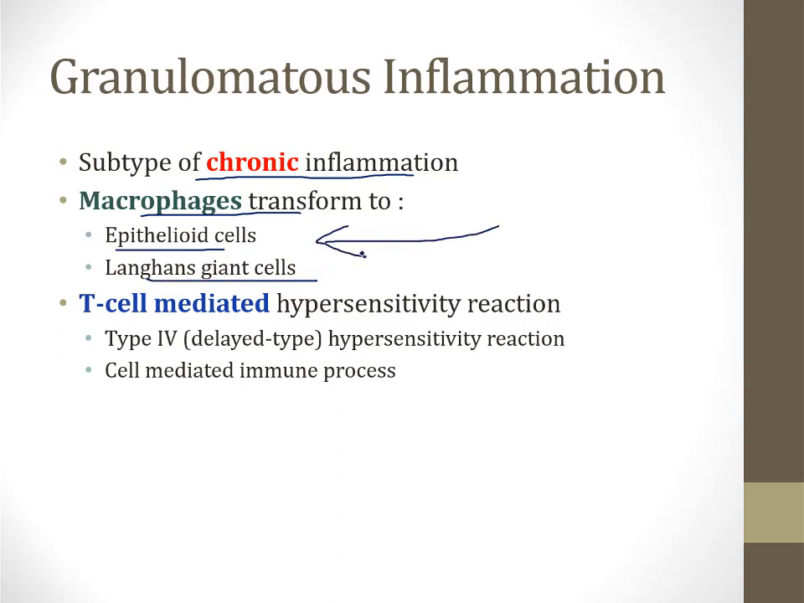Also very important to granulomatous inflammation are T cells. T cells are often involved in this type of inflammation, and this is an example of a T cell mediated hypersensitivity reaction. In the immunology videos, I talk about the four traditional types of hypersensitivity or immune reactions. The fourth type, the so-called type 4 or delayed type, involves cells. It's called cell-mediated immunity, and it can involve cells like T cells and macrophages. And granulomatous inflammation is an example of type 4 hypersensitivity.